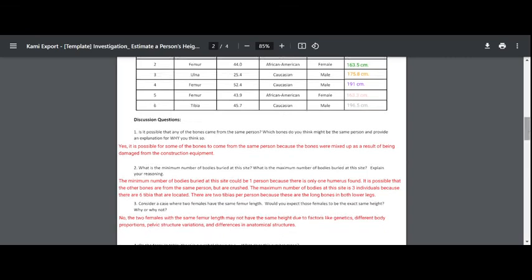So question number 3, consider a case where 2 females have the same femur length. Would you expect those females to be the exact same height? Why or why not? What do you guys think? So remember, the femur is where? Yeah, your upper leg, right? The long bone in your upper leg. So what do you guys think?